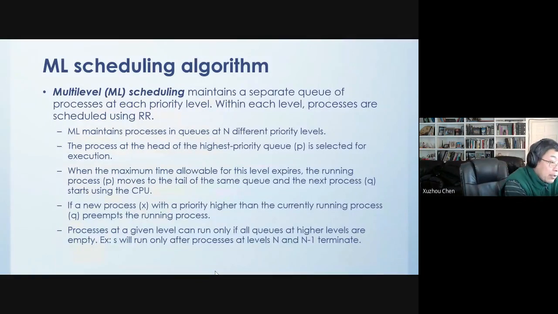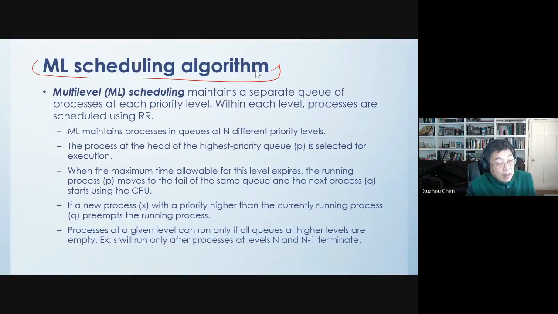Now the next scheduling algorithm we can talk about is called multi-level scheduling. Multi-level scheduling maintains a different process queue. It actually maintains a separate queue of processes at each priority level. So in multi-level scheduling, processes in the computer system are prioritized. Some of the processes have a higher priority than the other processes, which is true, right?